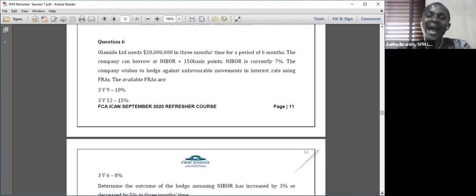NIBOR is the risk-free rate, and no bank will lend to you at risk-free rate. Instead, a bank will lend you money at the risk-free rate plus a certain percentage. That percentage is a function of your financial risk. Let me say the risk-free rate is 10%. The bank can tell you, we can only lend you at 10 plus 2%. That additional 2% above the risk-free rate is what we call the basis point.